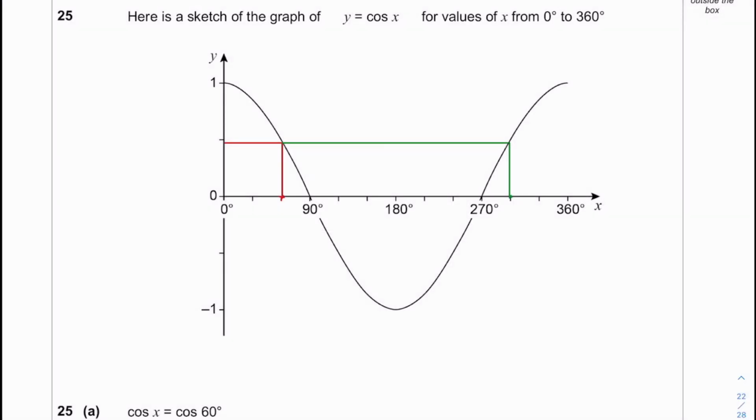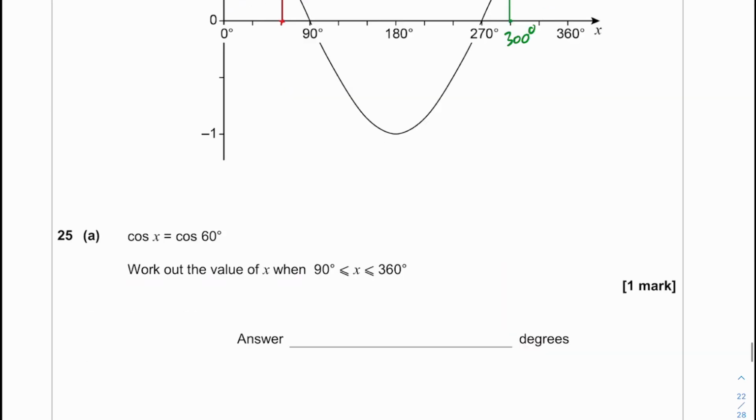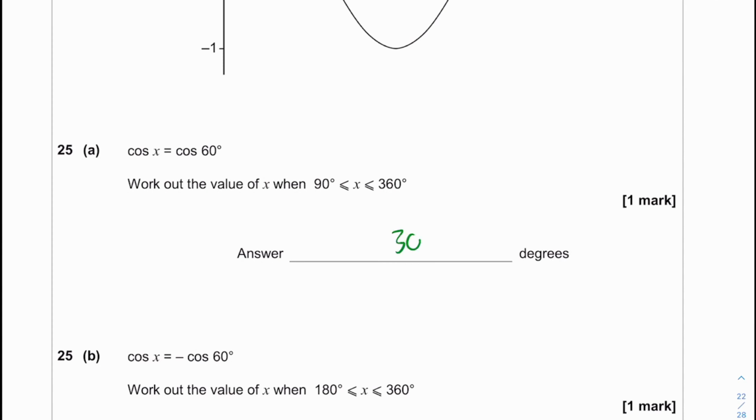but the point there is 300 degrees. So from the symmetry in the cos graph, we can see that the point cos 60 is the same as cos 300, so the answer is 300 degrees.